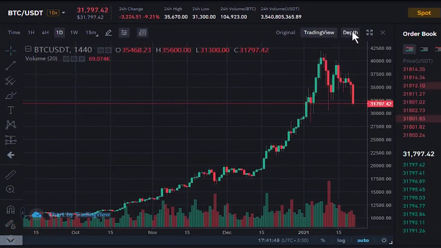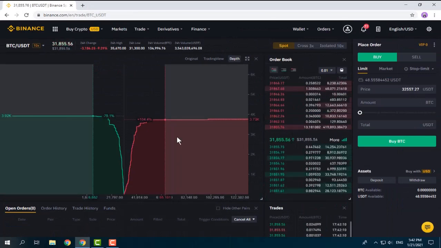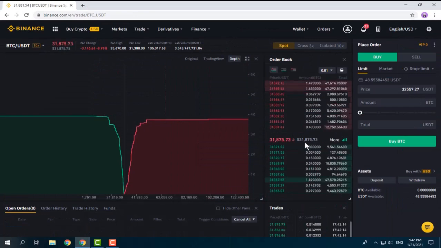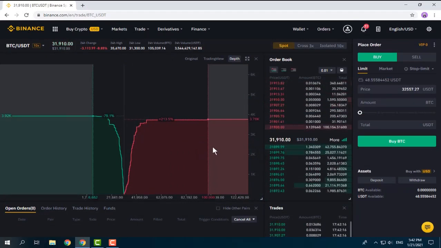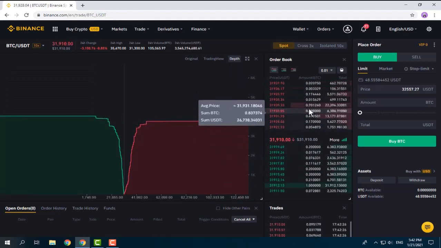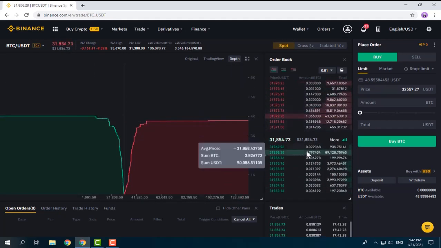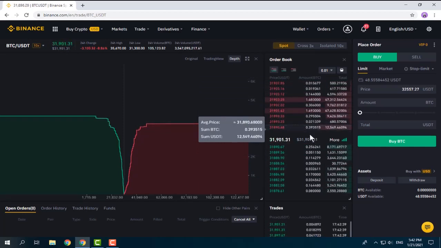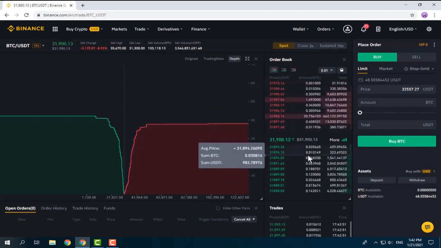And here's the depth graph, which is actually the graphical representation of the order book that you see here. You may ask, what is an order book? When you place an order to buy or sell, you will actually buy or sell from an order that is on the order book. And if the order doesn't exist in this order book, in other words, if no one is buying or selling at the price that you placed your order, your order remains in this order book until someone buys or sells at your price.